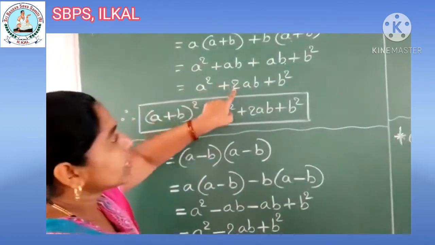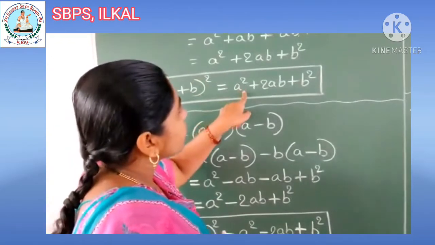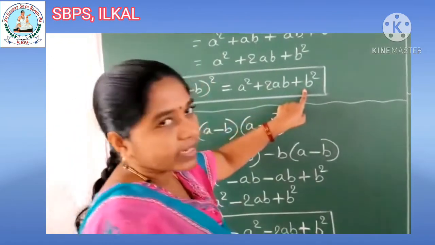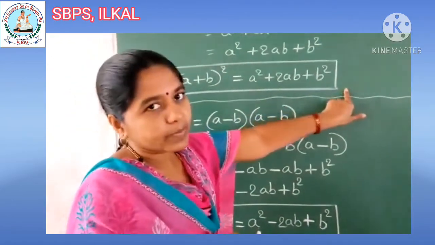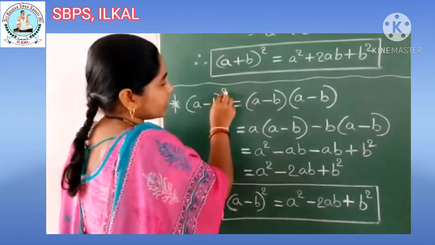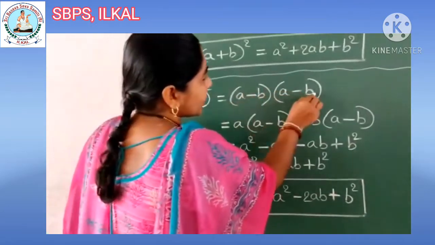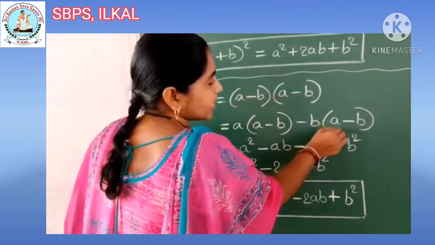Now we are going to consider the final answer. A plus b whole square is equal to a square plus 2ab plus b square. It is like a formula we have to remember. Next one, a minus b whole square means a minus b into a minus b. A into a minus b into a minus b.